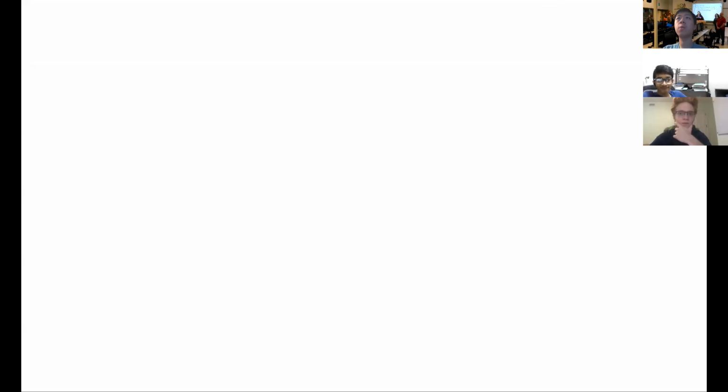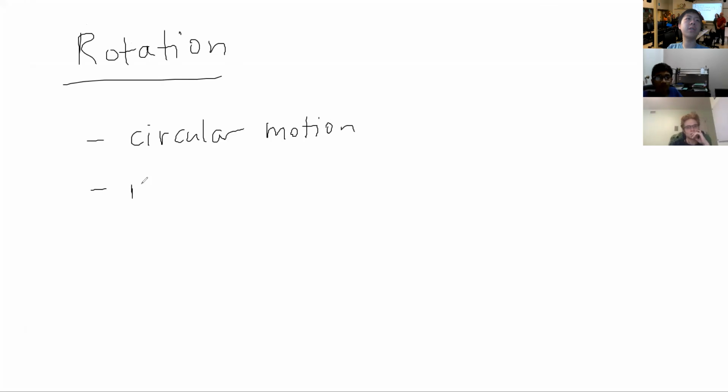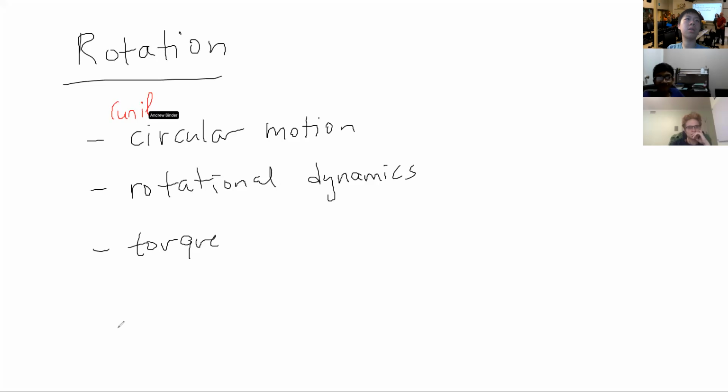Okay, so today we're going to be learning about rotation, right? This is going to include circular motion, rotational dynamics, torque, and then moment of inertia, which you will know what this is later. Moment of inertia. All right.